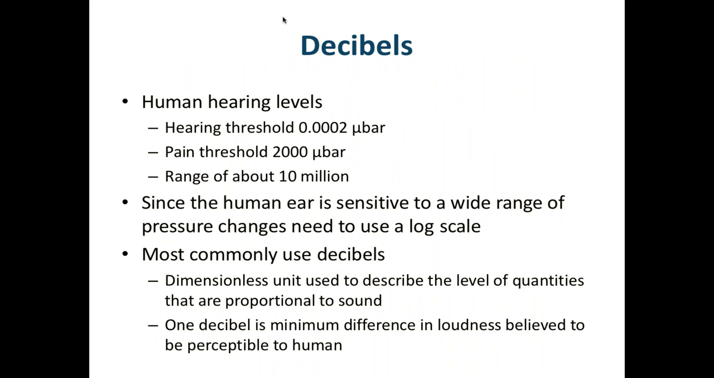So it's a very wide range that we're dealing with, so we need a way to compress that range. Now, decibels are unitless. The pressure that we're talking about had units, force per unit area. But decibels themselves are not just a logarithmic representation of a pressure. They're actually a logarithmic representation of a ratio of pressures.